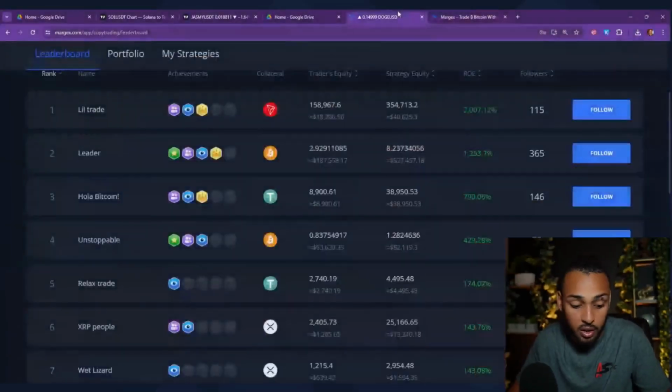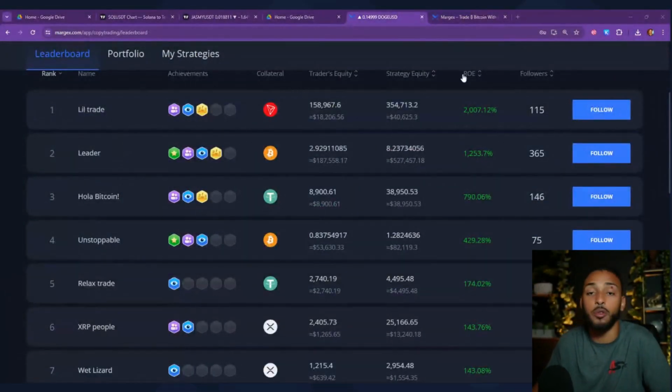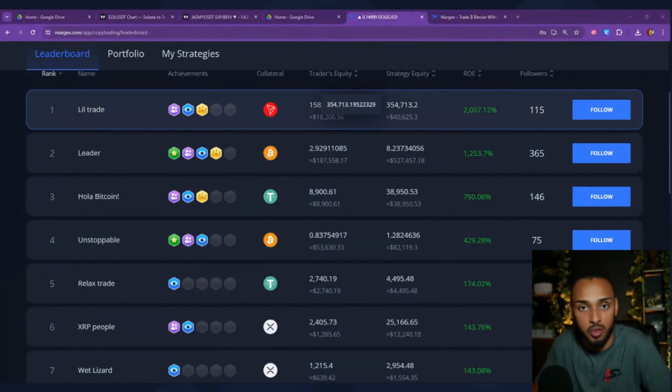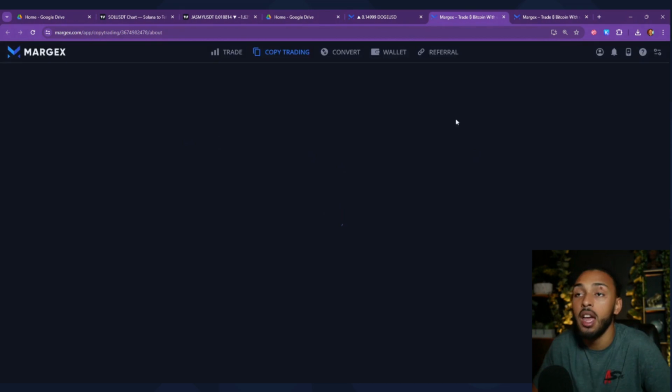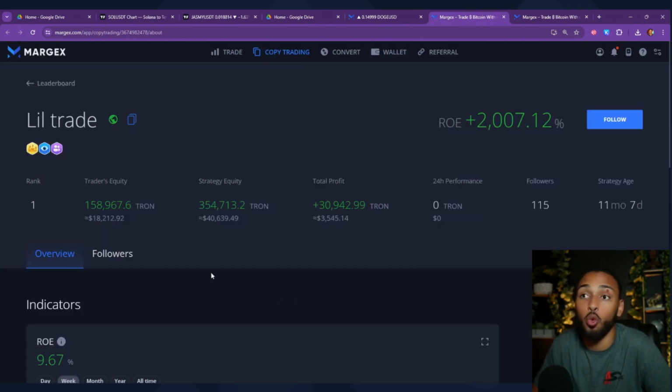Now, a cool thing that you can do, and let's kind of go back over to the screen here. A cool thing that you can do if you do want to look more deeply into the different trades that they're making is you can just click on it. So let's actually go to Lil Trade and let's just click on it. And what you can actually see is it allows you to see much more clearly how things are going.